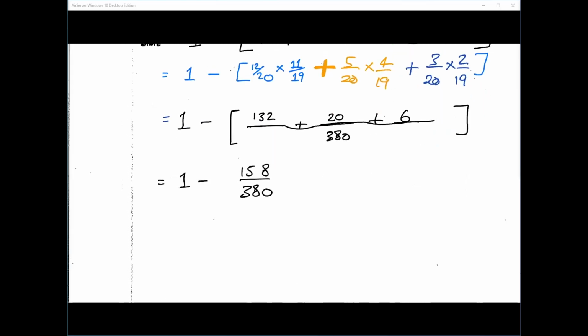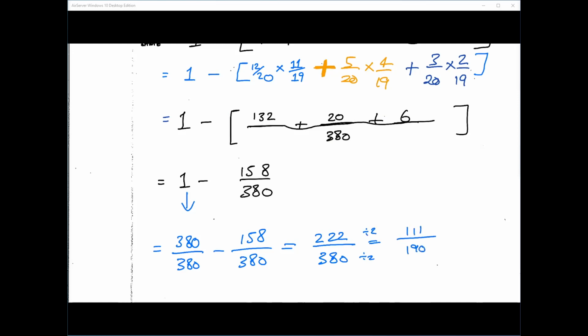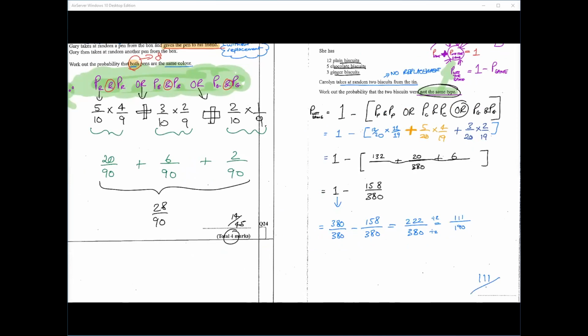How would you do this question right now if you were to do a pen and paper method? Simplify it. So what's 1 the same as? 380/380. Yeah, you're making them equivalent, minus 158/380. Which gives us what? 222 over 380. Now, can we cancel that down? 111/190. And that's the answer. Wow, that was a handful.